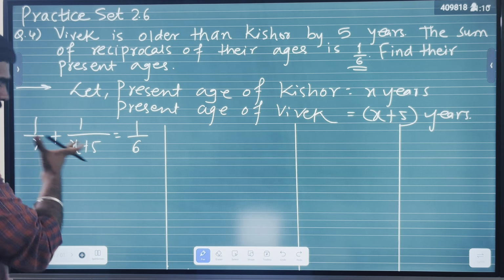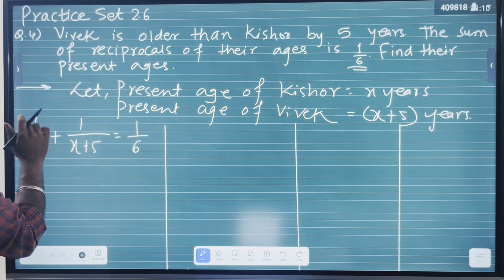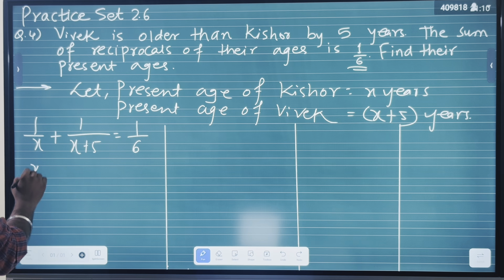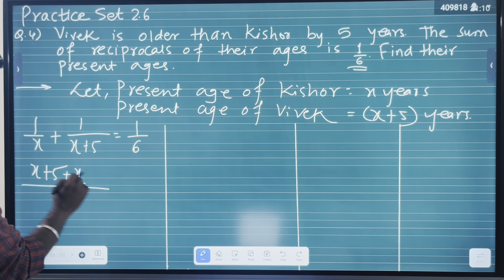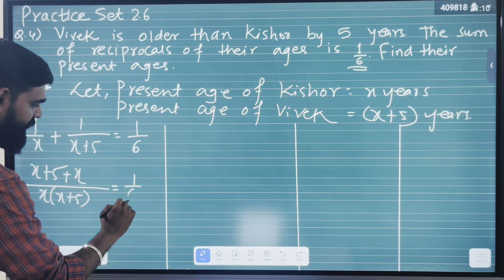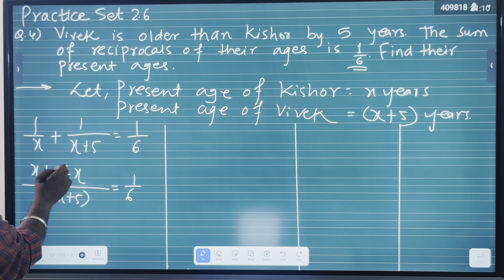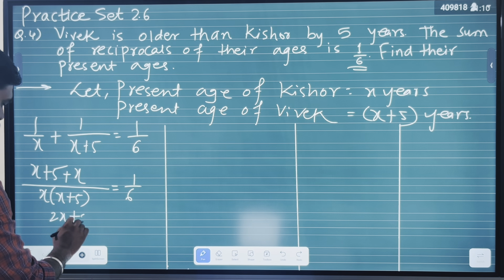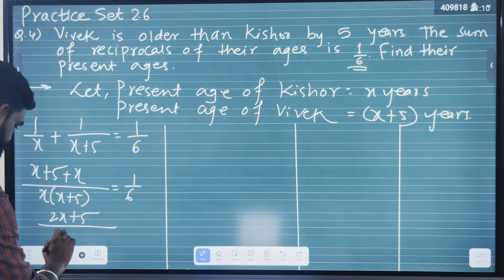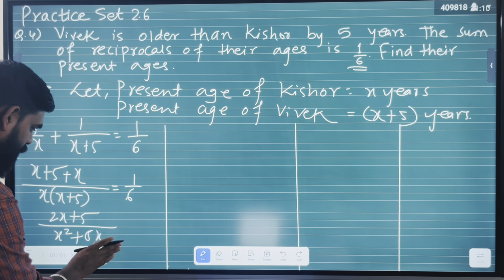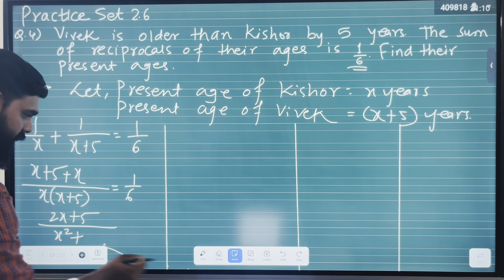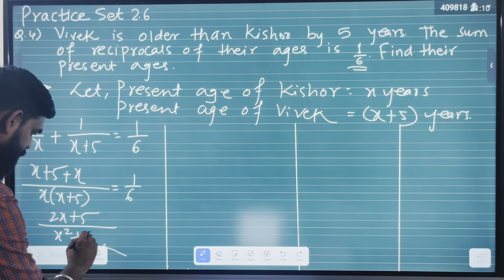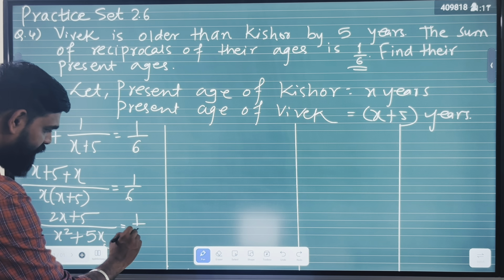So we can solve this further. We have to cross multiply this. 1 into x plus 5 is equal to, that becomes x plus 5 plus 1 into x is x divided by x into x plus 5 is equal to 1 by 6. Let us simplify this. This x plus x will become 2x plus 5 divided by x into x is x square plus 5 into x is 5x is equal to 1 by 6.